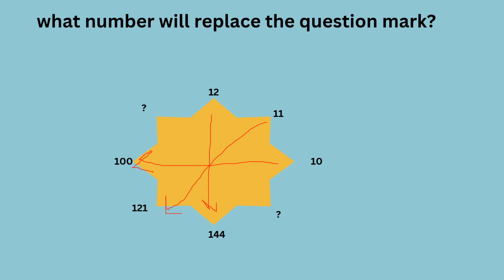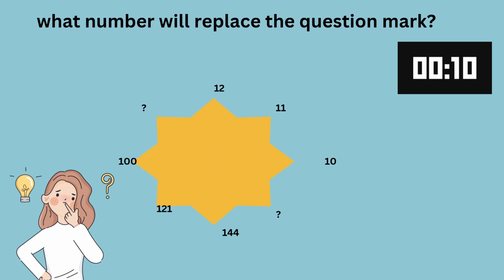Now what should be in the question marks? Does the squared number come here, or the original number come here? So you have time to think about it. Be careful of thinking of them in clockwise or anti-clockwise direction, and then you might have a different answer, but we're going to find out what is the best answer. We have 10 seconds starting now. Let's find out together what the answer is.